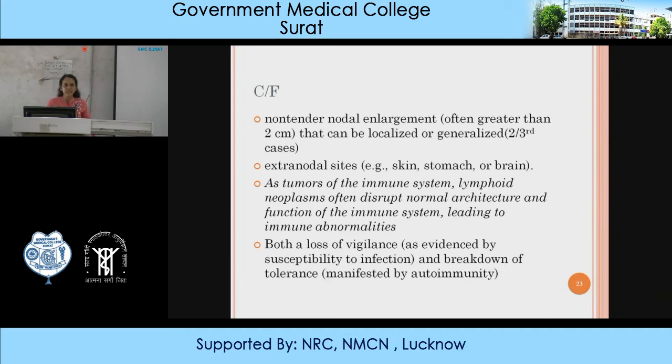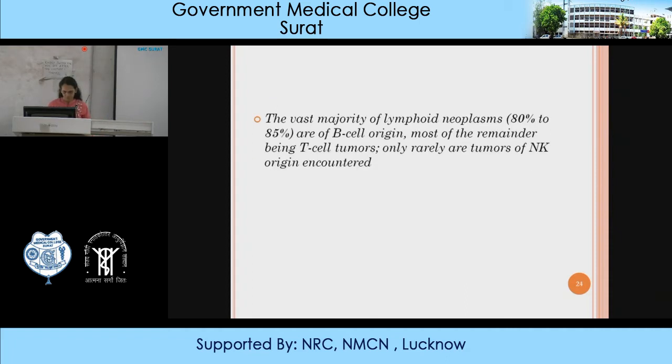Autoimmunity means immunity attacking one's own cells, and susceptibility to infection, because they work as a safeguard, the primary and secondary defense mechanism, and they lose their original function. So susceptibility to infection, that means fever, and breakdown of tolerance, that means autoimmunity. Majority are B cell, less commonly T cell or NK cell.